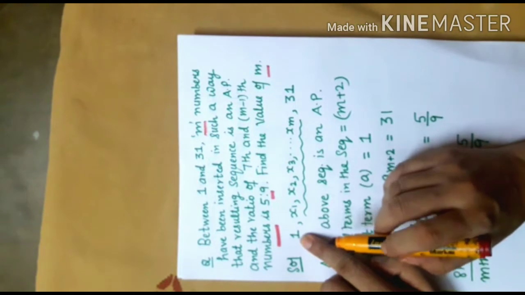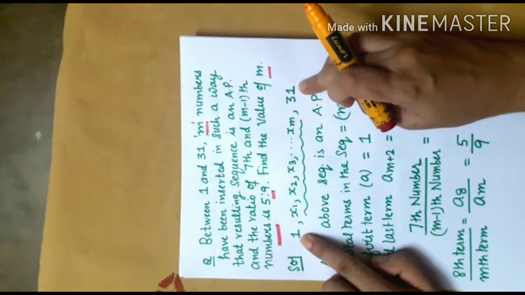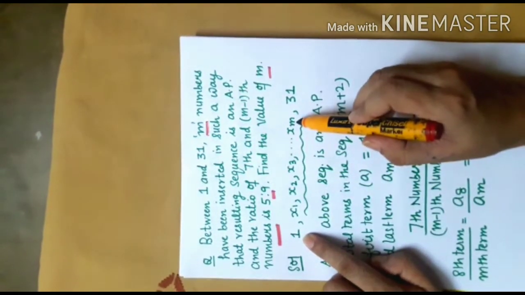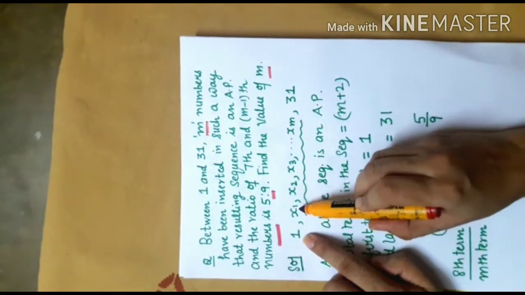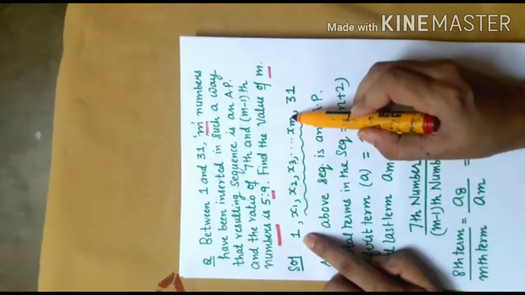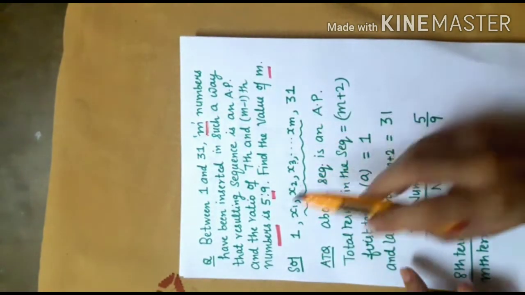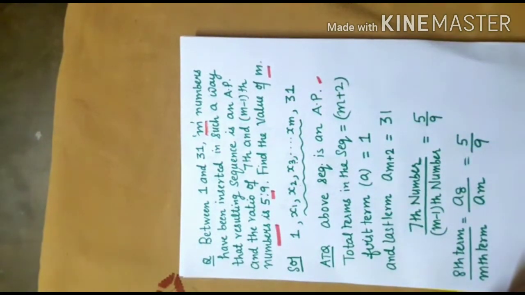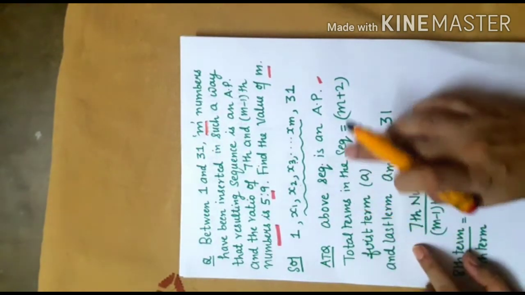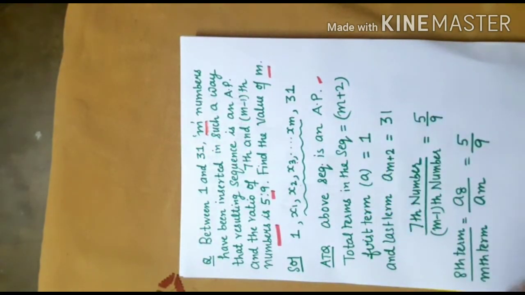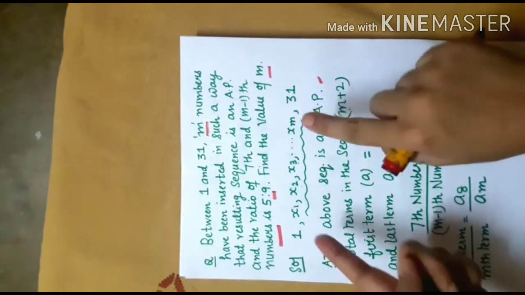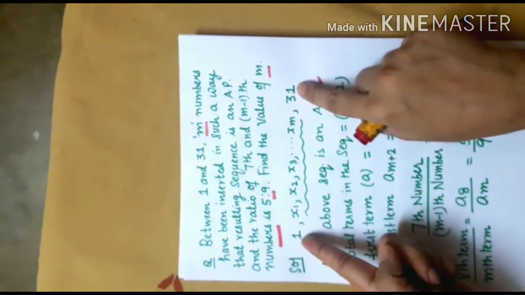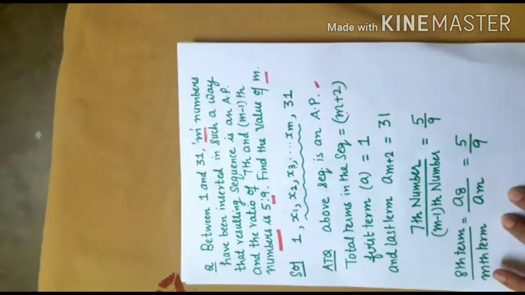Yes, this is 1, this is 31. Now between 1 and 31, m numbers have been inserted, and the m numbers are x1, x2, x3 and so on till xm. According to the question, this sequence of numbers is an arithmetic progression. The total number of terms in this sequence will be m plus 2. These are m terms plus these two terms. So total terms will be m plus 2.